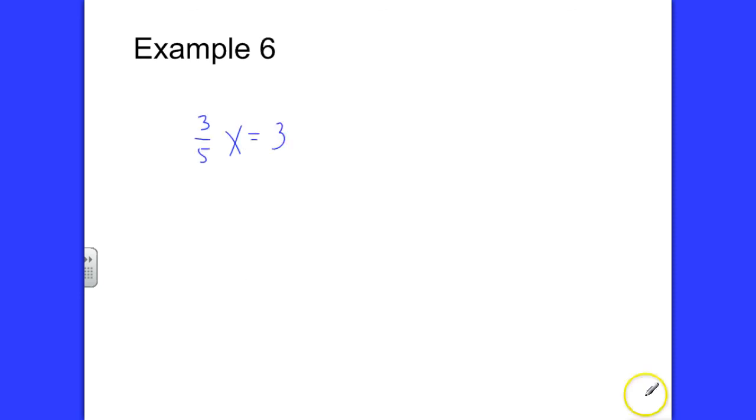Example 6. 3/5 x equals 3. Just one more for good measure. If you want to pause the video and try it, go ahead and do that. I'm going to just keep talking. If I work this through, the first thing I want to do is multiply both sides times 5. Get rid of whatever's being divided. Remember, this is the same thing as 3x over 5. So it's being multiplied and it's being divided. We're going to undo the division. We're going to multiply times 5. That cancels out there.